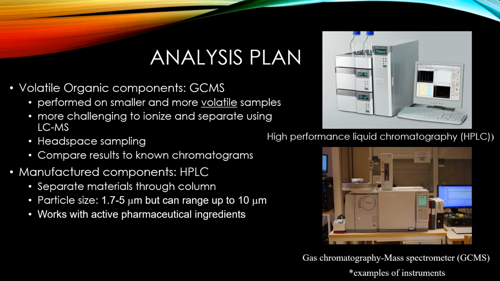For the manufactured components, we would separate through the column, and the good thing with this is particle sizes from 1.7 to 5 micrometers, but could also range up to 10 micrometers. And another thing, if you notice on our list, there were a lot of pharmaceutical ingredients, and HPLC works predominantly well with pharmaceutical ingredients. And these images on the right are just examples of the instruments. I don't have the actual photos of the instruments we used, so I just got some images of what the machines usually look like.